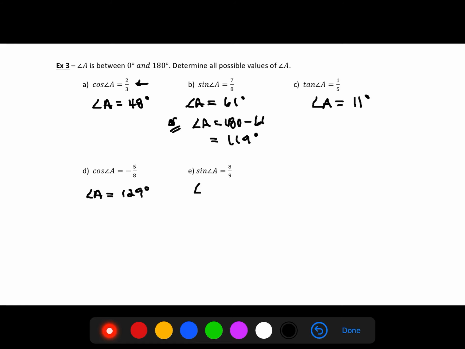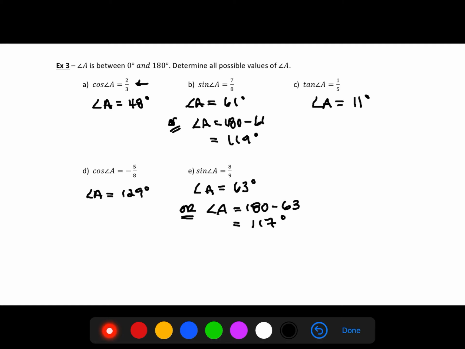Part E, again, right away, positive sine. There are two possible answers for sine. There are two different angles, one obtuse, one acute. Our calculator's always going to give us the acute one. So inverse sine bracket 8 divided by 9 gives us an answer of 63 degrees. We also have to account for the other angle of 180 minus 63 or 117 degrees.